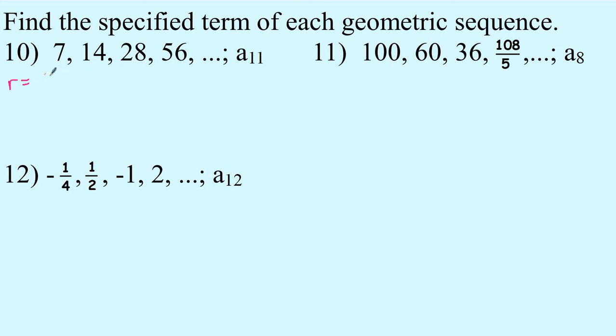The ratio for 10 is 2. So the nth term is 7 times 2 to the n minus 1. So we want to find a sub 11, which is 7 times 2 to the 11 minus 1. So 7 times 2 to the 10th, equals, let's see, I would get out the calculator. That's 7,168.